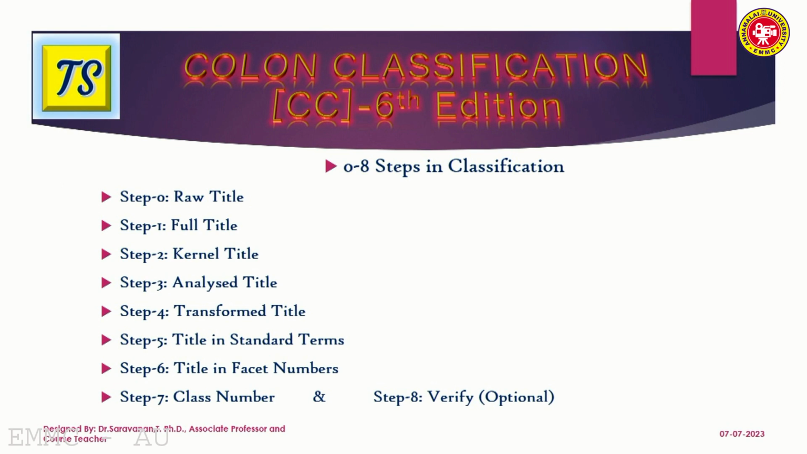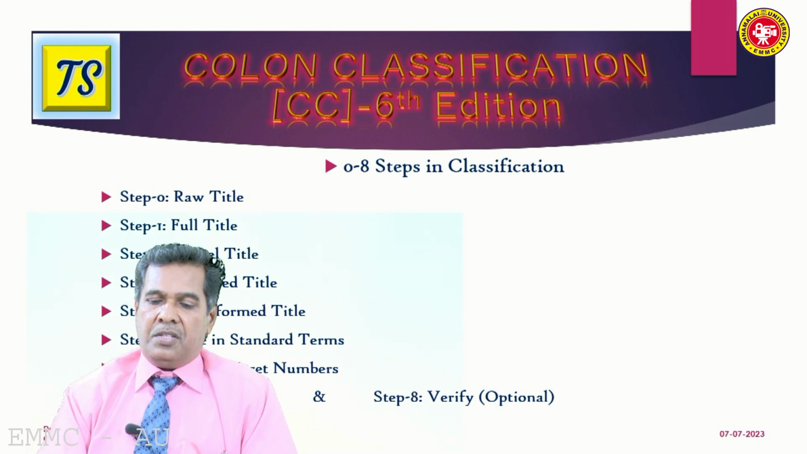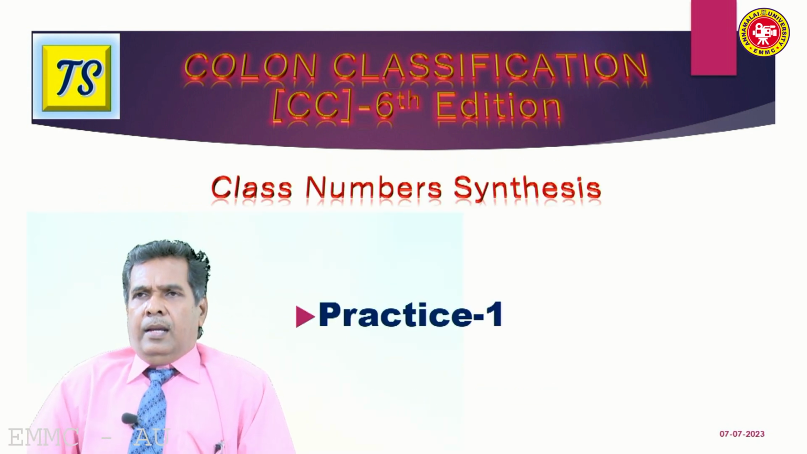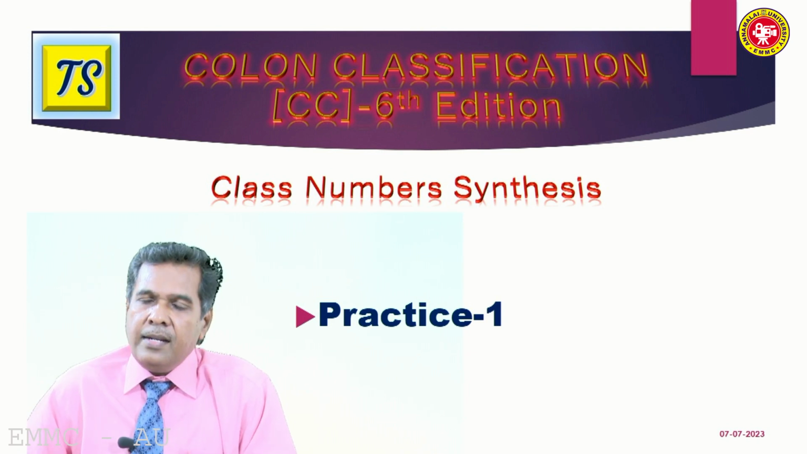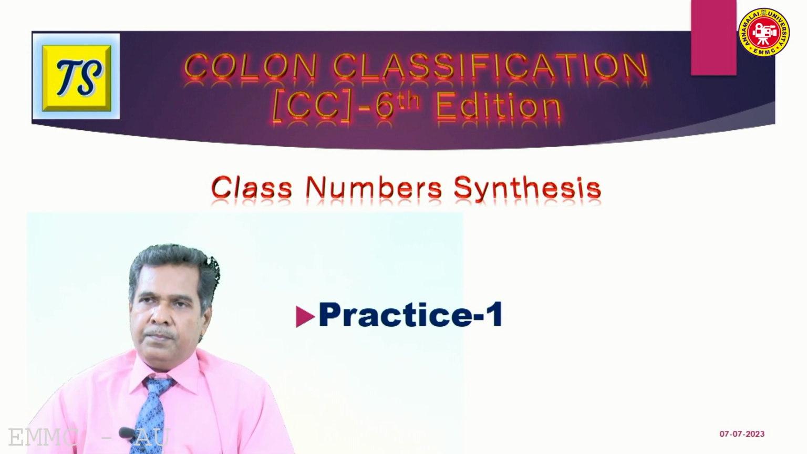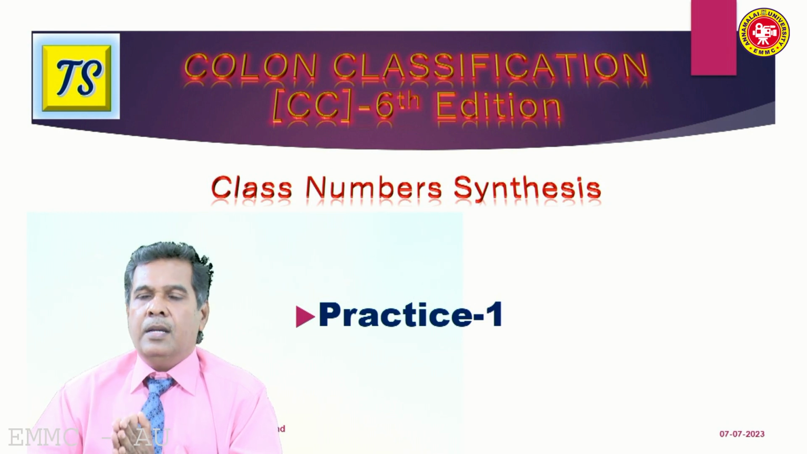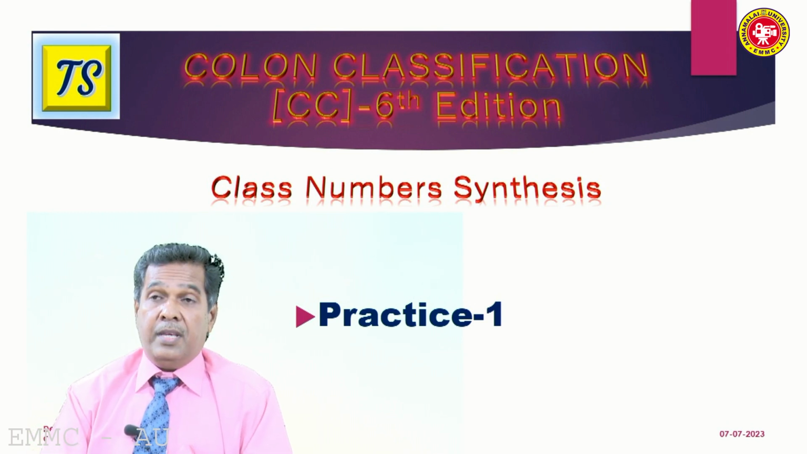They are: step 0 raw title, step 1 full title, step 2 kernel title, step 3 analyzed title, step 4 transformed title, step 5 title in standard terms, step 6 title in facet numbers, step 7 class number, and step 8 verify, optional, the last step. Let me enter into the practical session. Carefully observe. In this practice, you are going to learn how to identify the categories and the related notations using the 8 steps.